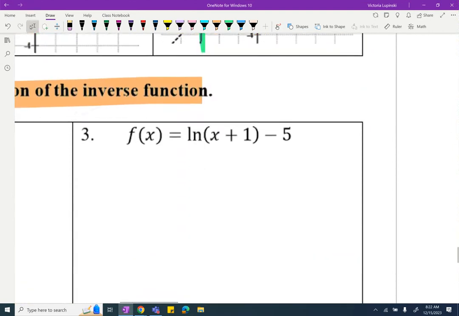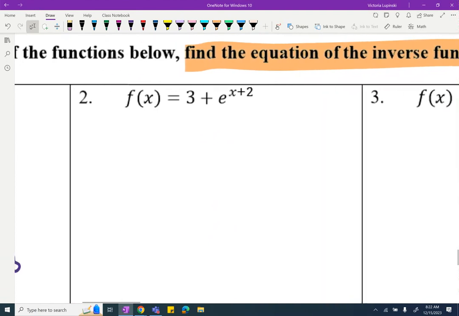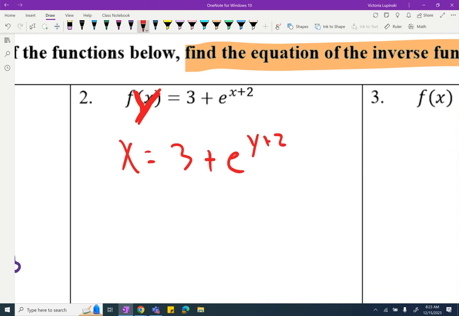So let's just finish off the last two to make sure that we can do it. Take a look at number 2. Start by putting a y in. Then swap x and y. Then you're going to resolve for y, which means do some algebra. Algebraically speaking, what's the next step? Subtract the 3.